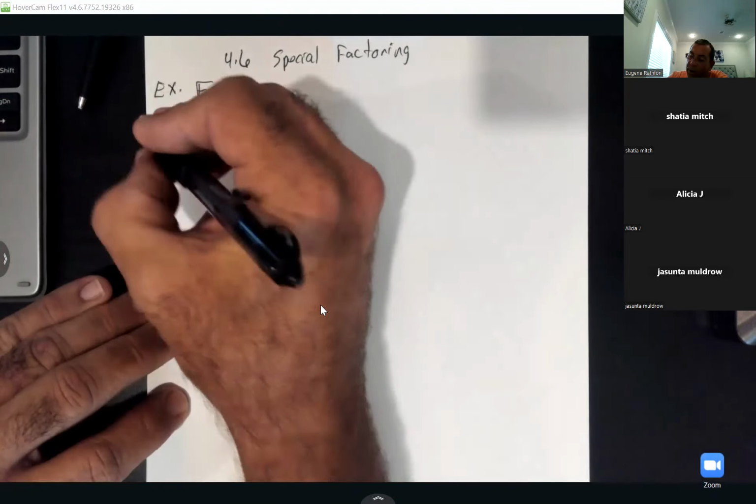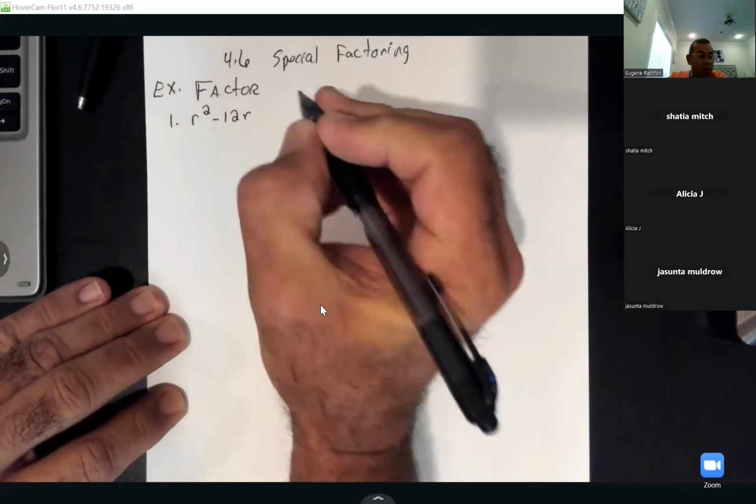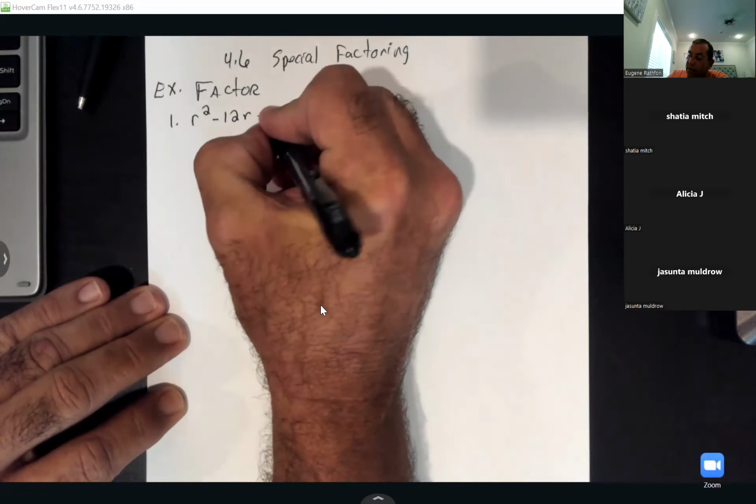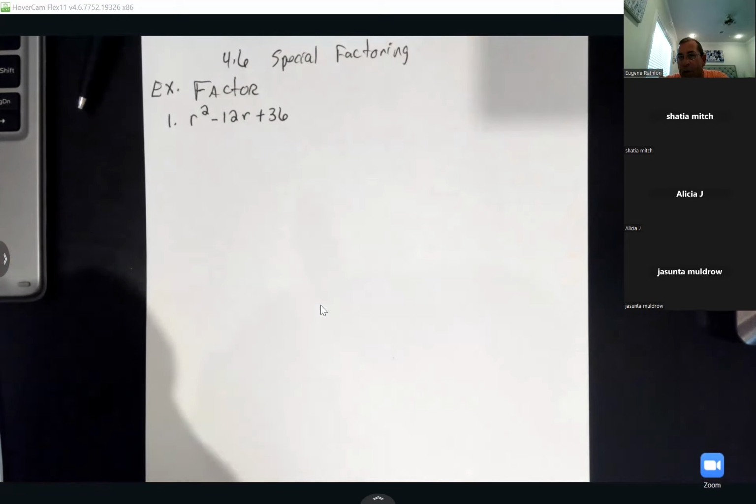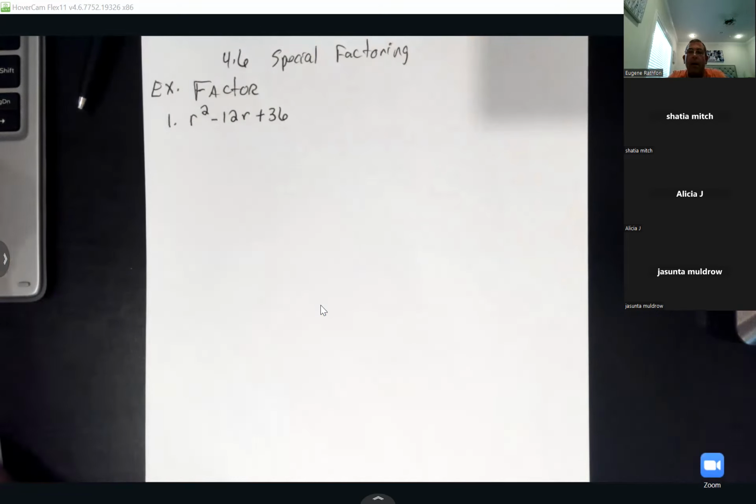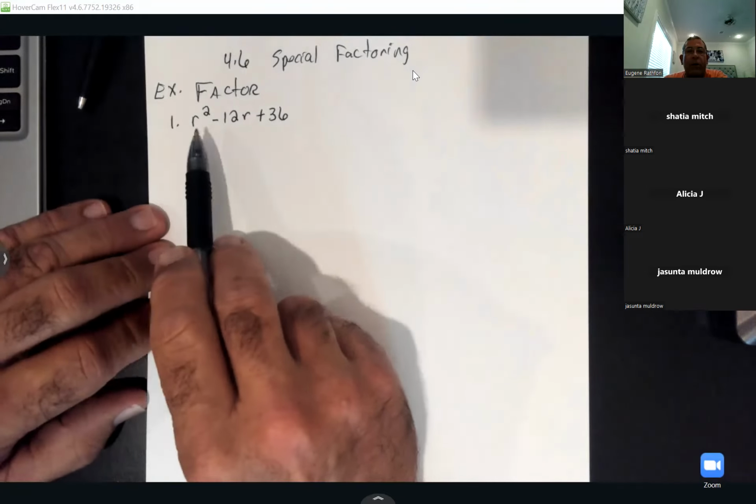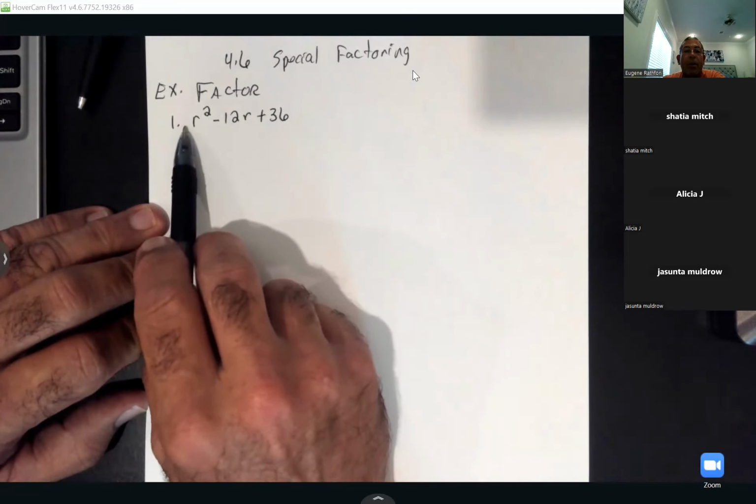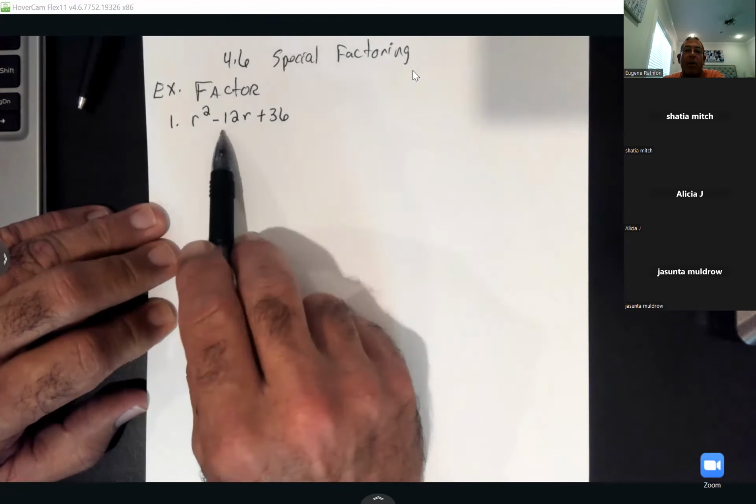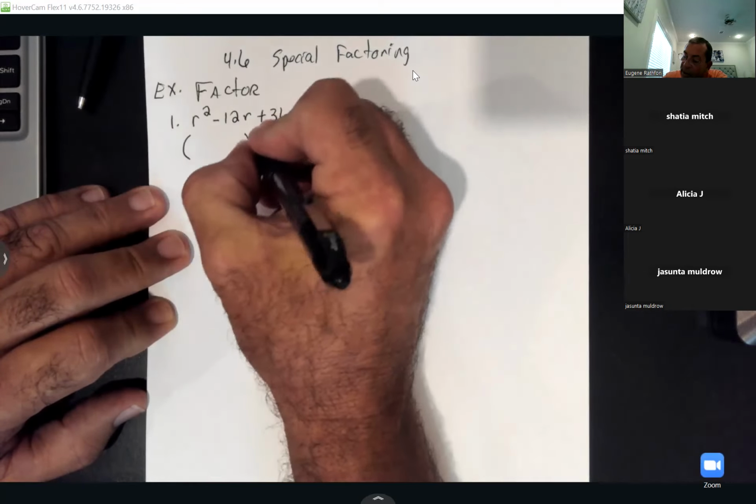So y'all, for number 1, they're giving me r squared minus 12r plus 36. So remember, I'm going to follow my sign rules. Notice, the first thing I'm looking for, there's no greatest common factor because the r squared doesn't have a number in front of it other than a 1, and the 36 doesn't have an r. So there's no greatest common factor, so we're going to go right into our parentheses.